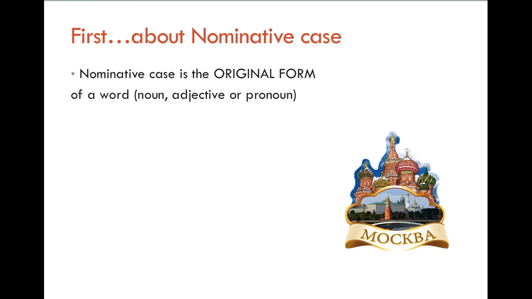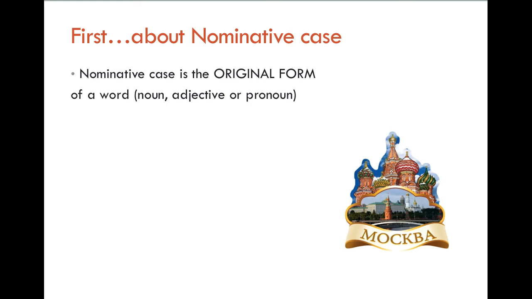Nominative case. Okay, so the nominative case is the original form of a word, either a noun, adjective, or a pronoun. By the way, what's a pronoun? I, you, he, we, us, those are all pronouns, okay? So in Russian, nouns, adjectives, and pronouns change. The fancy grammar term for it is decline, okay? So all nouns, adjectives, and pronouns change depending on what you're saying about them.